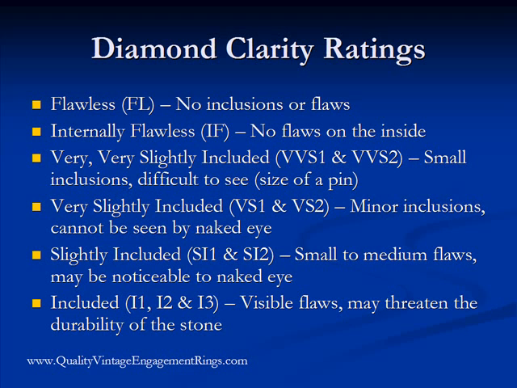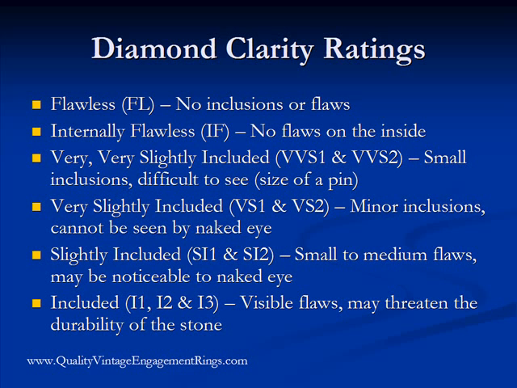The next step in this rating chart is very, very slightly included, and there are actually 2 sections within this rating scale. There's VVS1 and VVS2. VVS1 is a higher quality than VVS2 is. These diamonds have very small inclusions, but they're very difficult to see, even under high magnification. The rule of thumb for it is that these blemishes cannot be any bigger than the size of a pin. So that just gives you an idea of how small they are.